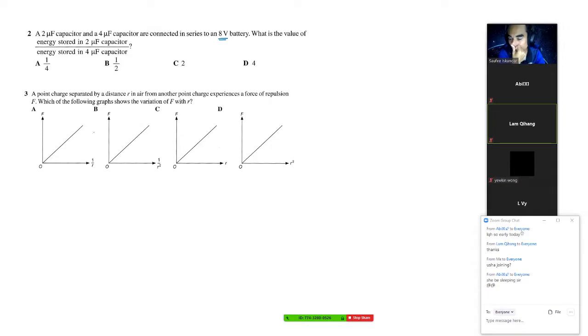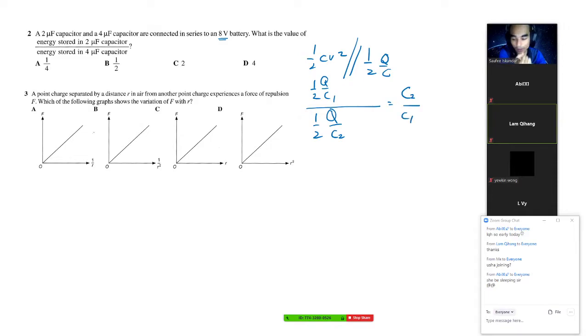Okay, so in this case, energy stored in a capacitor is half CV squared, or you can use half Q squared over C. So let's try the ratio between the two: 1 over Q over C1, and 1 over Q over C2. Now you have 1 over Q1 C2, so you end up with C2 over C1. Then you have 4 over 2, right? 4 over 2 is a ratio only on the capacitance of the capacitors, and you have 2. Okay, so the answer is C. This is actually a tricky question, you can ignore the 8-volt battery.